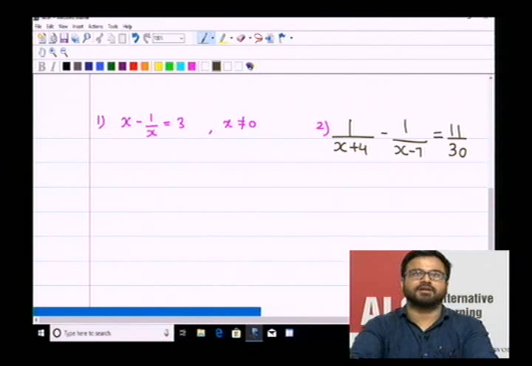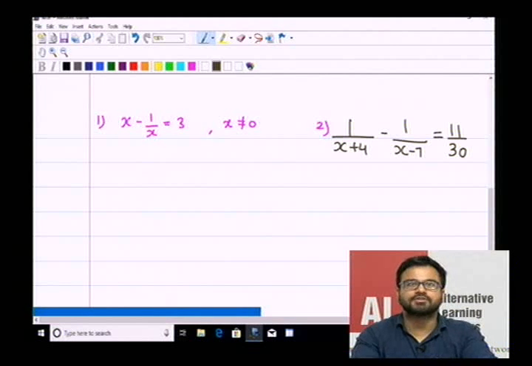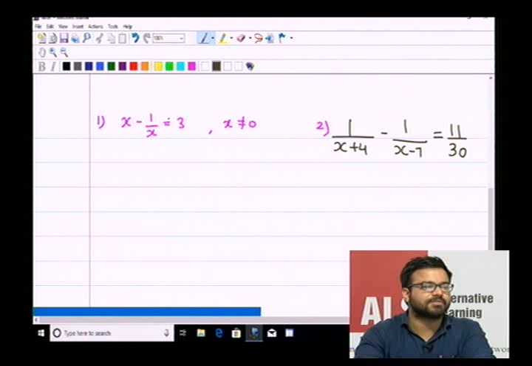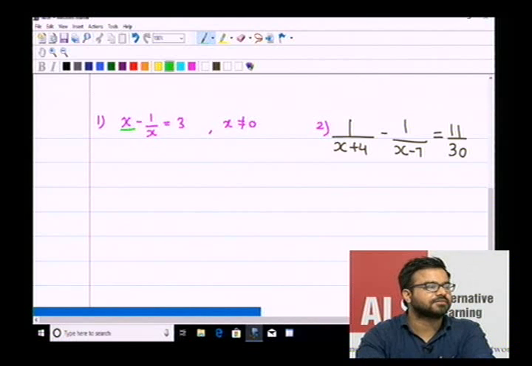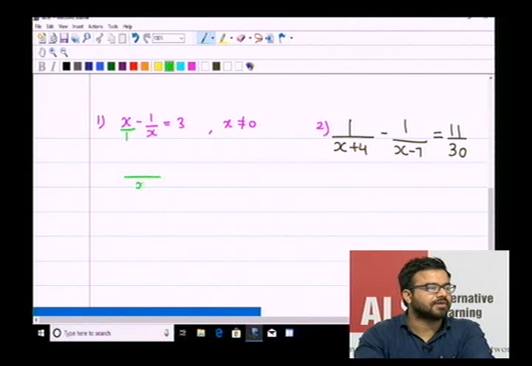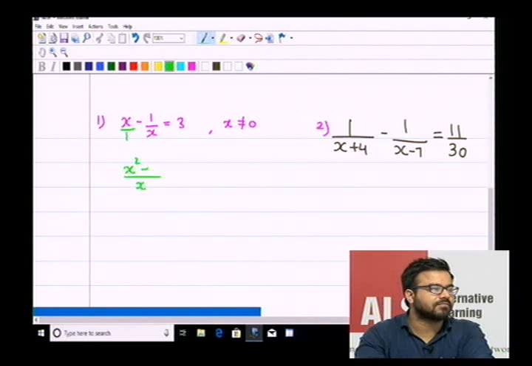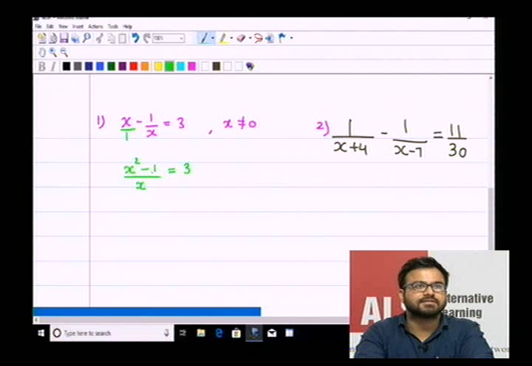Okay, let me help you in converting this into standard quadratic equation, and then you can solve it, right? So what we have to do, this is x minus 1 upon x is equal to 3. So first of all, we need to take the LCM. So we can take this one as 1 over here. So LCM is x. 1 times x, that will be x square minus 1 is equal to 3. By taking LCM, we can write like this.